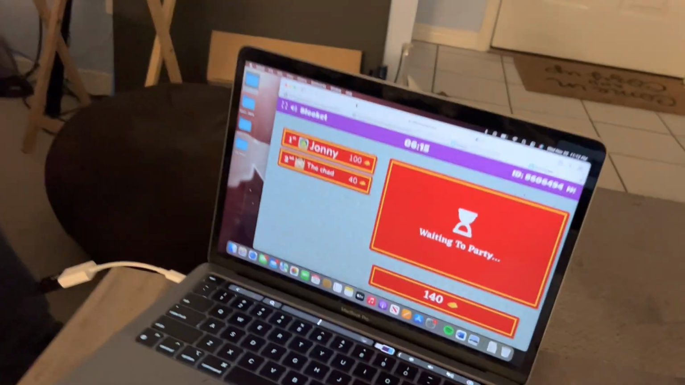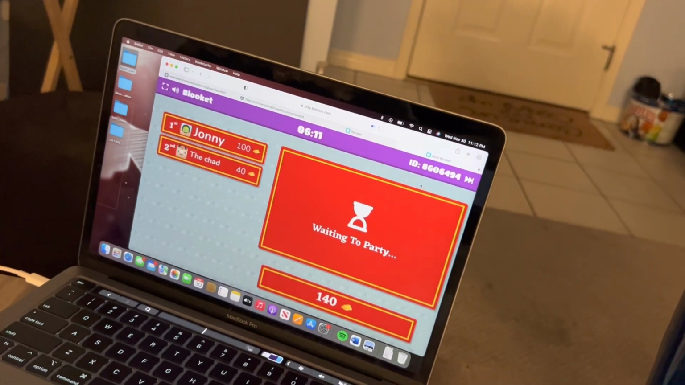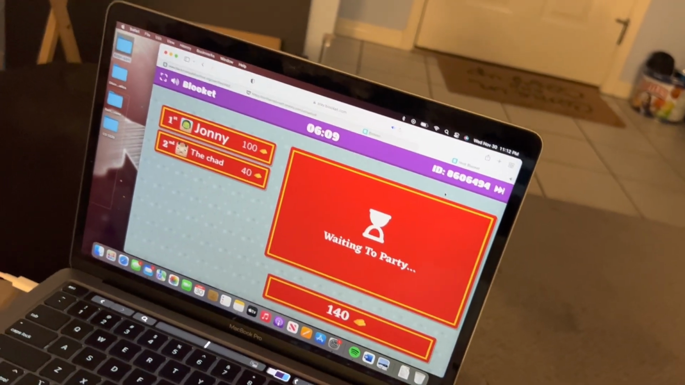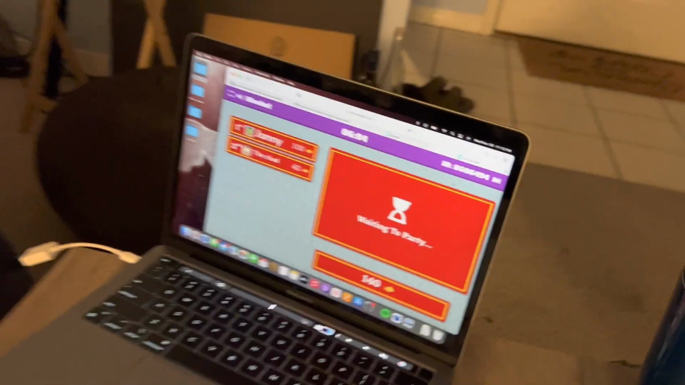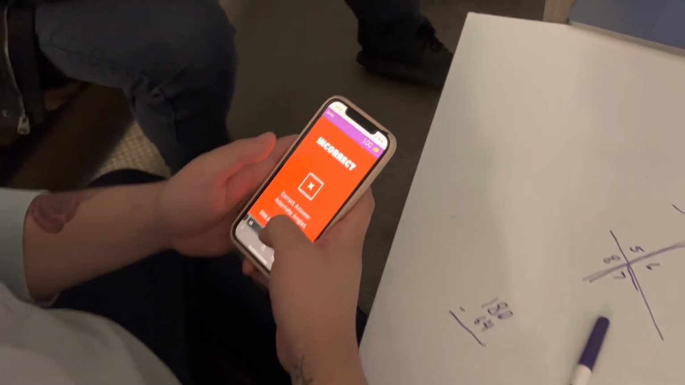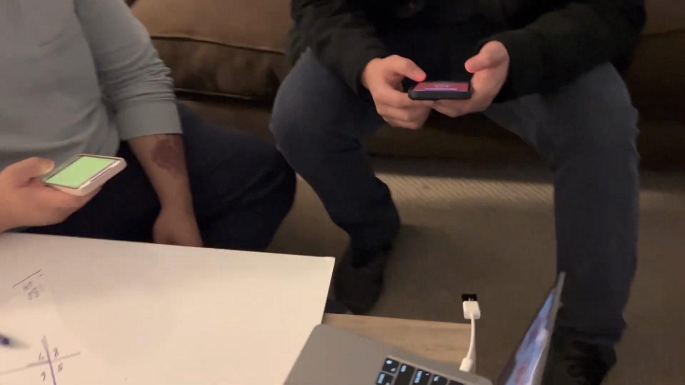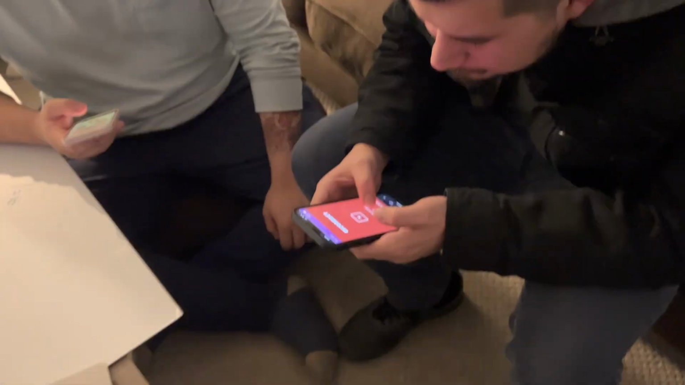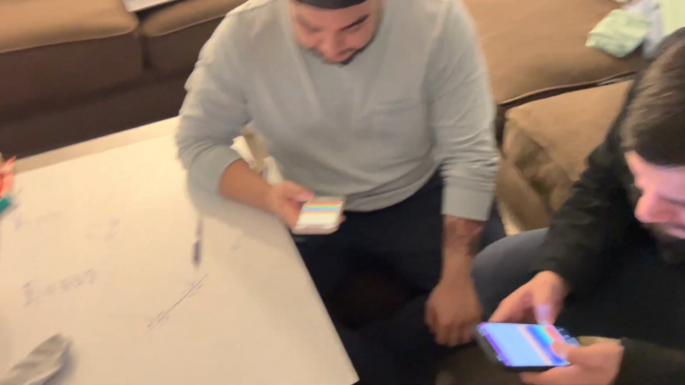I put the timer for about 7 minutes. Normally this would be like 5. When you get it wrong, you don't get to get a chest, and you move on to the next question. Let's go. Triple gold?